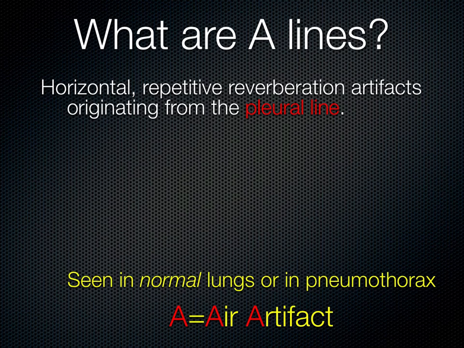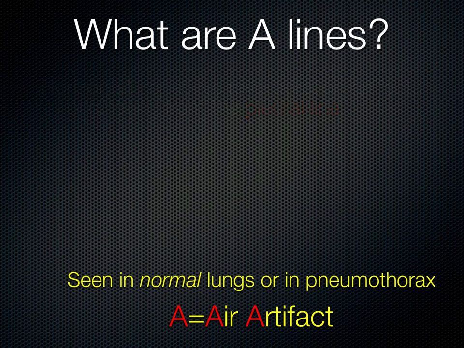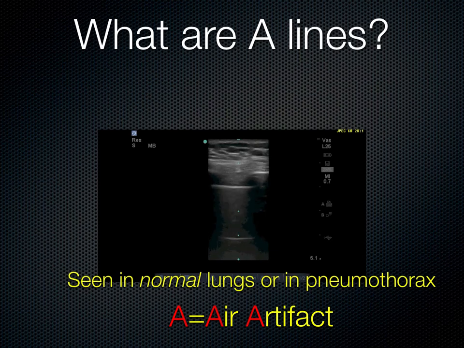But A lines represent air, so you can see this in either normal lungs or in pneumothorax situations, because when the ultrasound beam reaches the pleural line and there's air on the other side of the pleural line, whether it's inside or outside the lung, that beam will be reflected and scattered, reflected somewhat back to the probe. The delay in the reflection back to the probe interprets that delay as depth. And what ends up happening is you get a reflection of that pleural line equidistant.